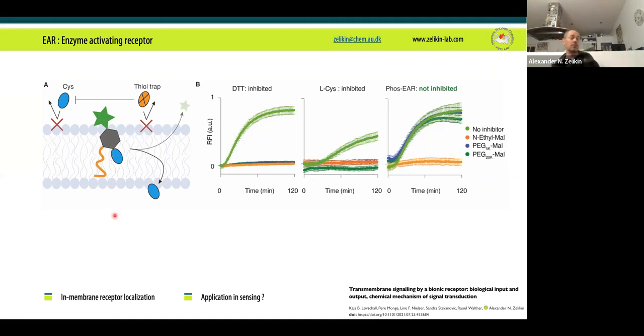This is what we've been very much excited about, that this is the first, to our knowledge, example of transmembrane signaling where we connect enzymatic activation to enzymatic output. And one of the interesting applications here is perhaps in sensing, because we have an encapsulated enzyme that is protected from the outside environment, and we can activate it through a receptor-mediated process, much like it happens in cells.